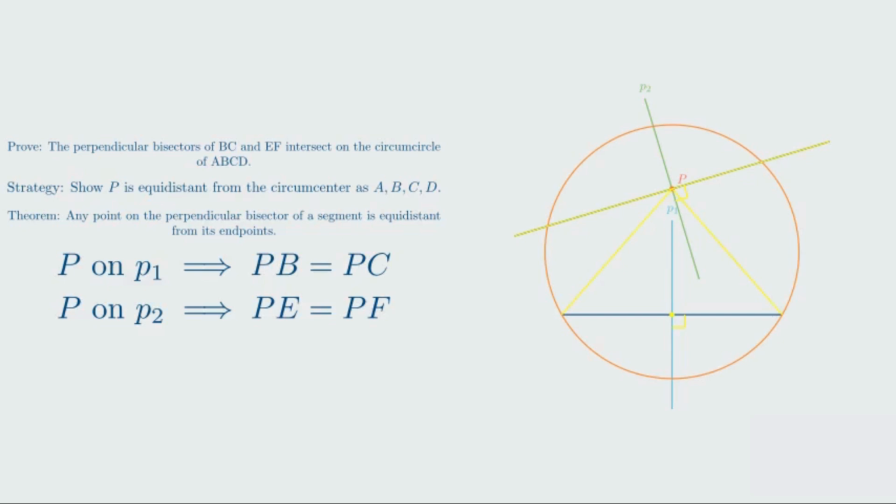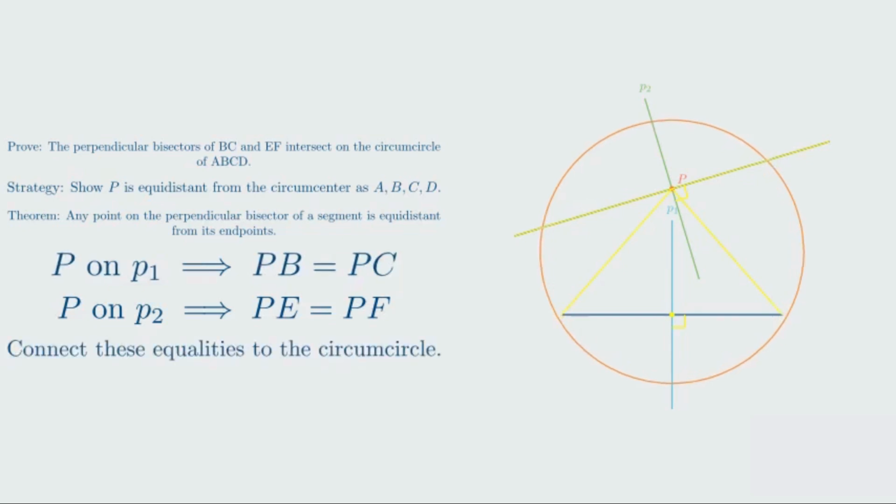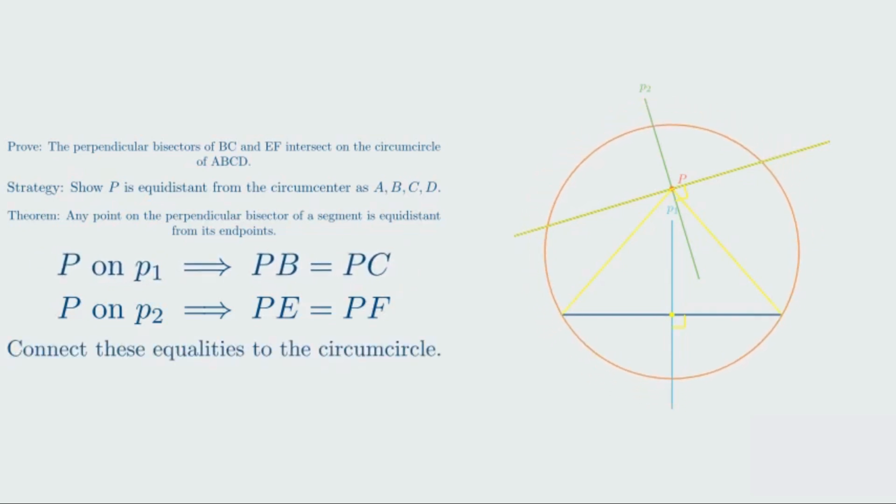To prove our goal, we must connect these equalities to the circumcircle. Let's start with the first equality, PB equals PC. Since B and C are on the circumcircle, any point P equidistant from them must lie on the circumcircle if it is also equidistant from other points on that circle.